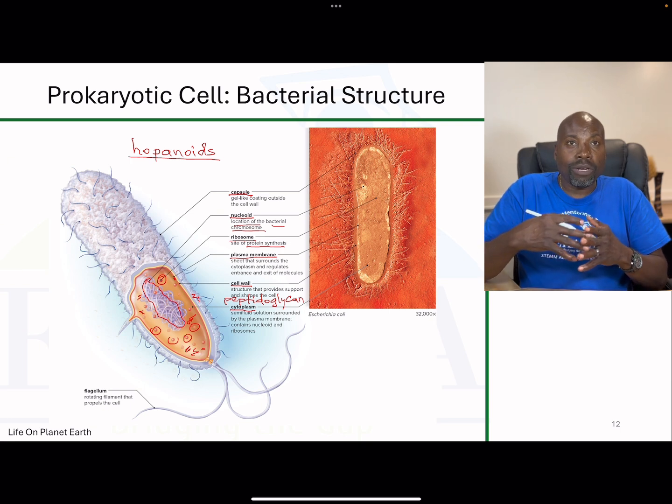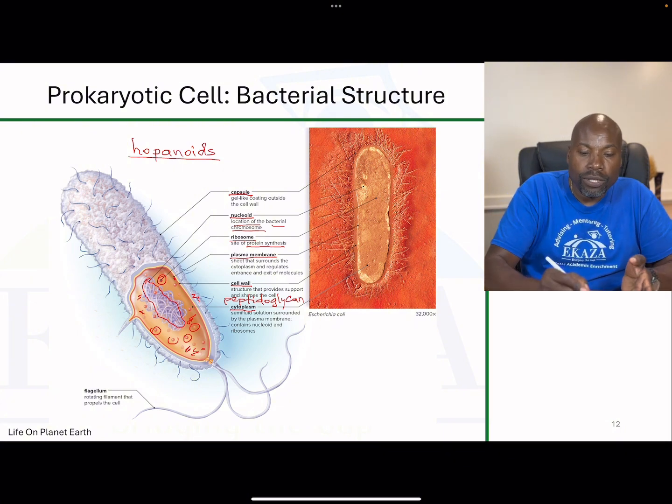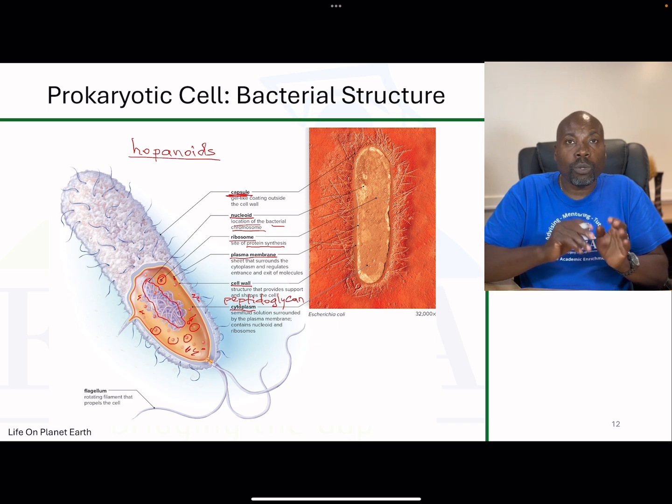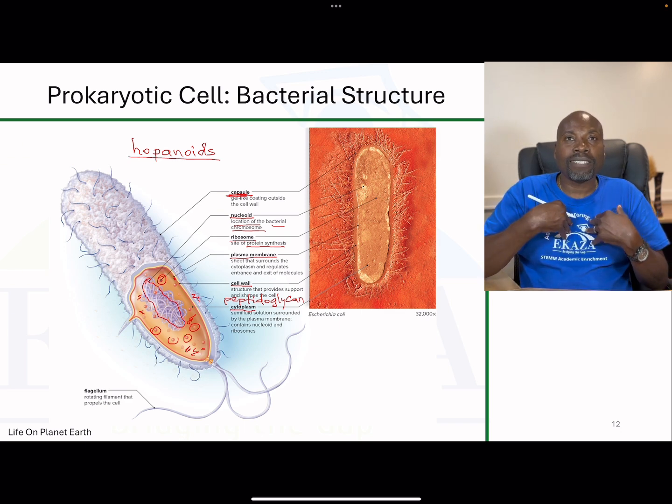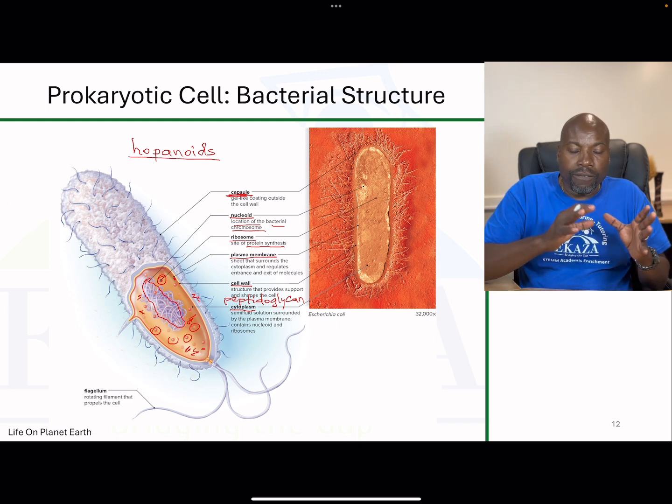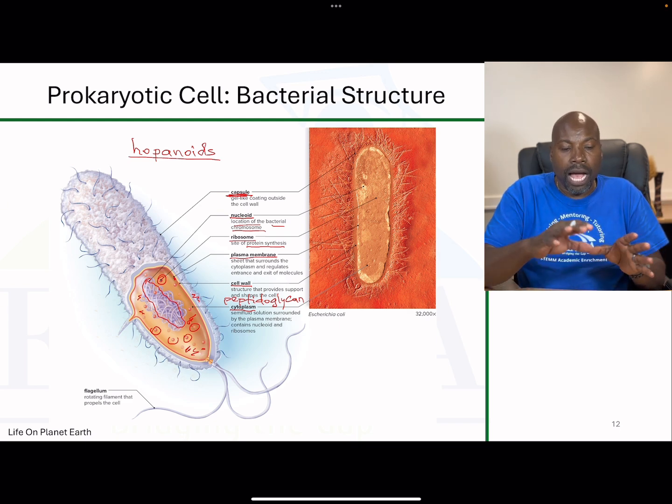And this Streptococcus pneumoniae is actually able to do that because it has a capsule that allows that bacterium to escape our defense system. All right? So these are some of the structures I would like to mention.